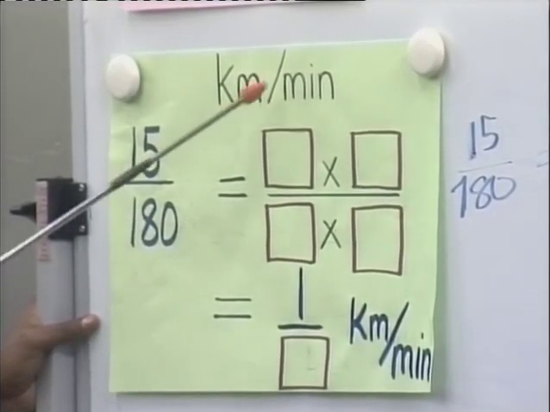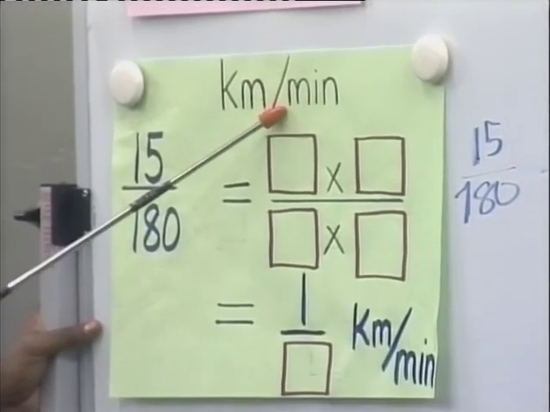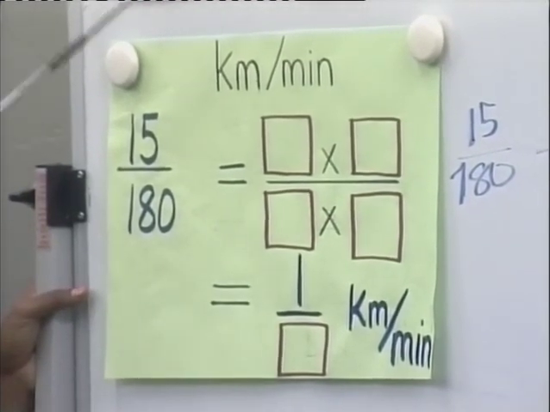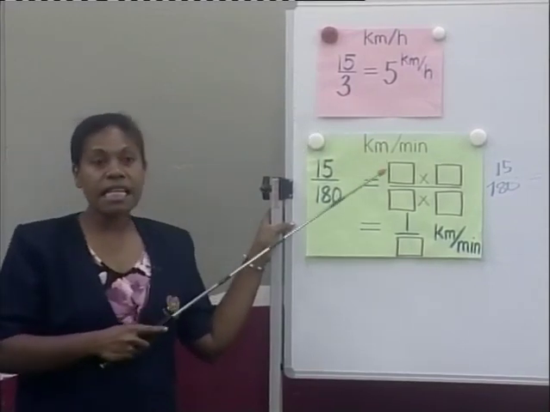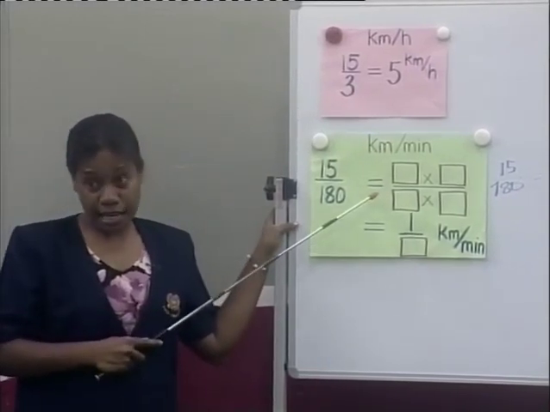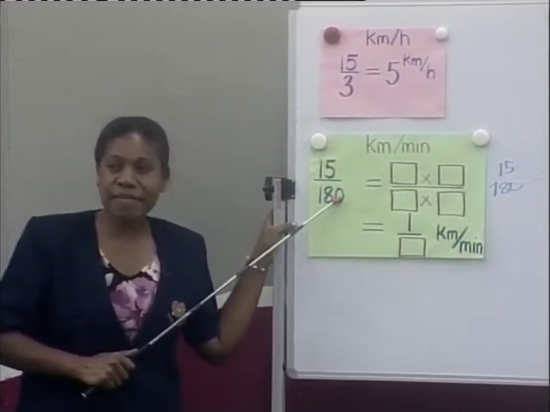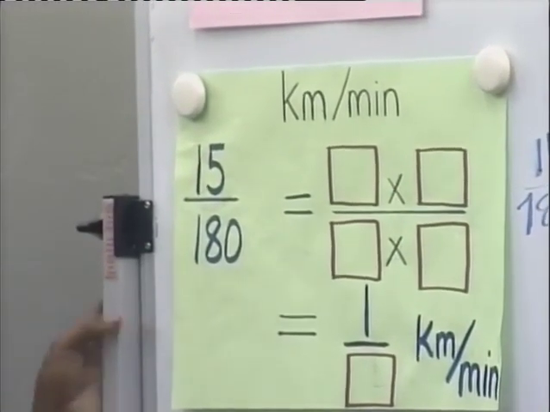Okay, because remember minutes, all right? We want to find out how many kilometers per minute. So we have 3 hours. Convert it into minutes, which is 3 times 60, okay? 3 times 60, which is 180 minutes in 3 hours. And then from there we calculate.